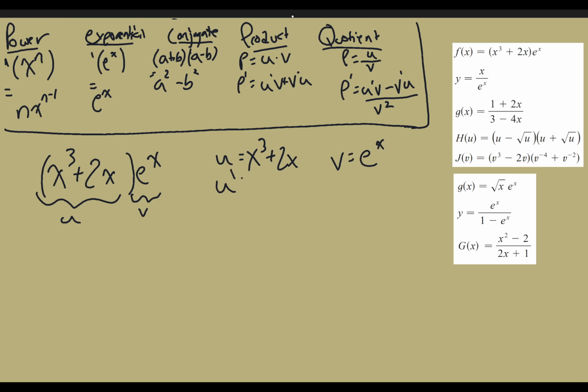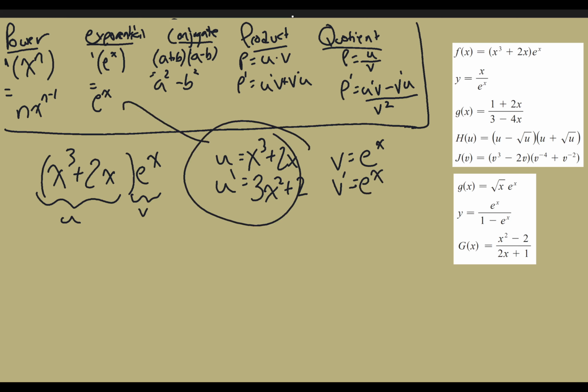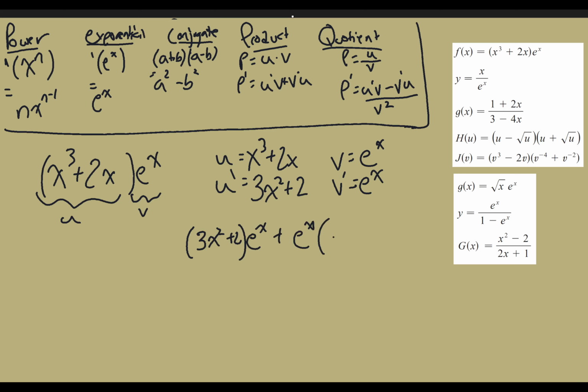And we need to know u prime, which is going to be 3x squared plus 2. And v prime is e to the x. These are power rule, remember, right here. You better remember that. We've done a number of problems, and of course the exponential rule. So nothing weird. To do the product rule, we know that p prime is u prime v, so 3x squared plus 2 times e to the x, plus v prime, e to the x, times u, x cubed plus 2x.